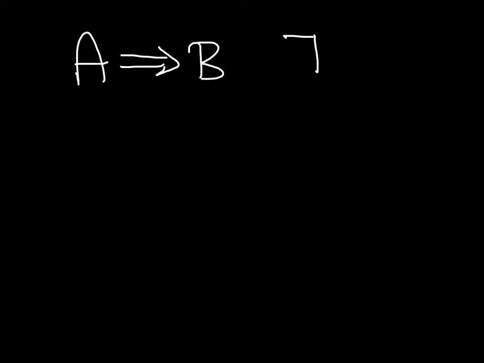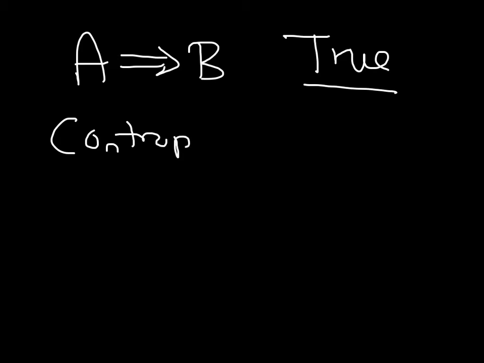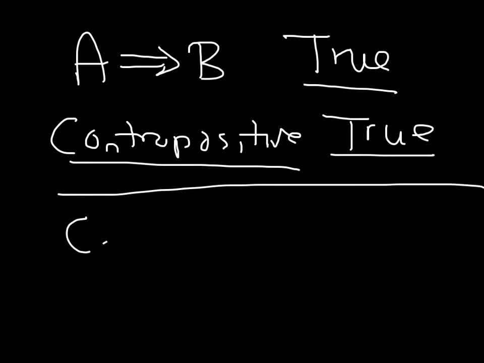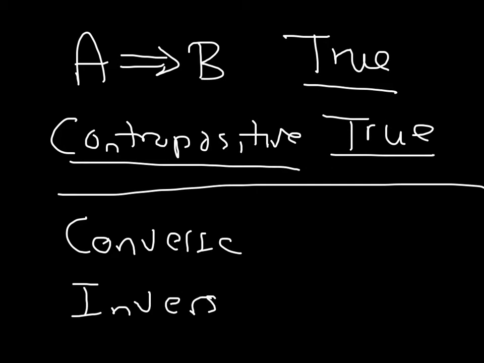If this sentence is true, then the contrapositive must also be true. They are said to be logically equivalent as far as their truth values are concerned. If the conditional is true, the converse and the inverse, they could be true or they could be false. You'd have to write it out and reason it out.